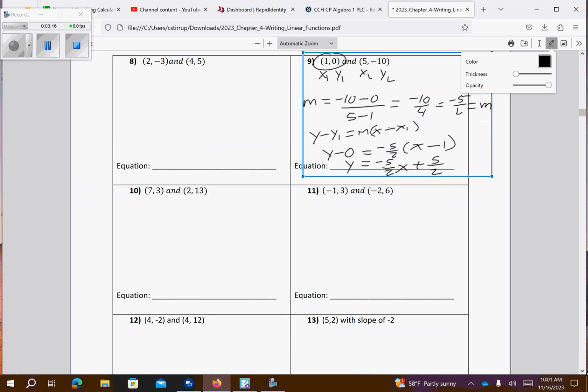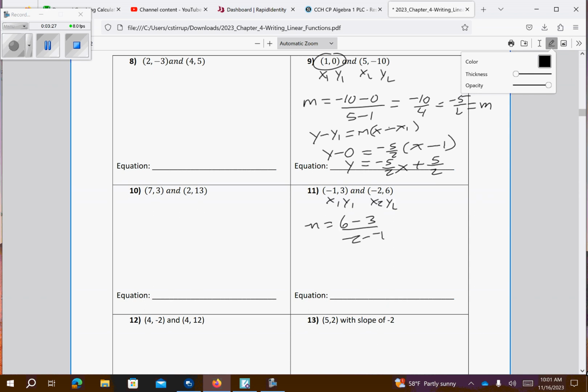Number 11, neither one's our slope-intercept, or our y-intercept. So my slope is going to be y2 minus y1 over x2 minus x1. So that's going to give me 3 on top. That's going to give me positive over negative 1. So that's going to give me a negative 3 slope. Let's hold on to that for a minute. We're going to use my point slope, so I get y minus 3, remember it's opposite, equals negative 3 times x minus negative 1, so that's going to be plus 1.